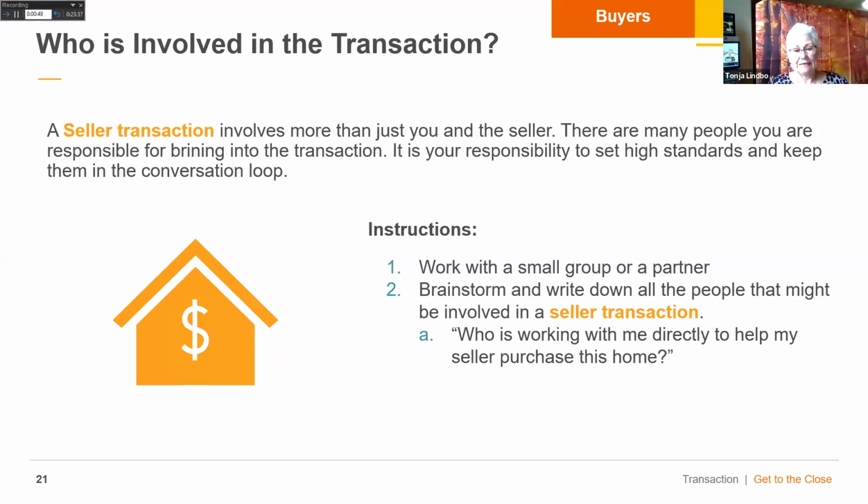But again, it's the same thing. We're already a small group, so we don't need to do all of this. But as far as the seller, most things are the same as the buyer, but what else is the seller going to need as you move forward once they go under contract?